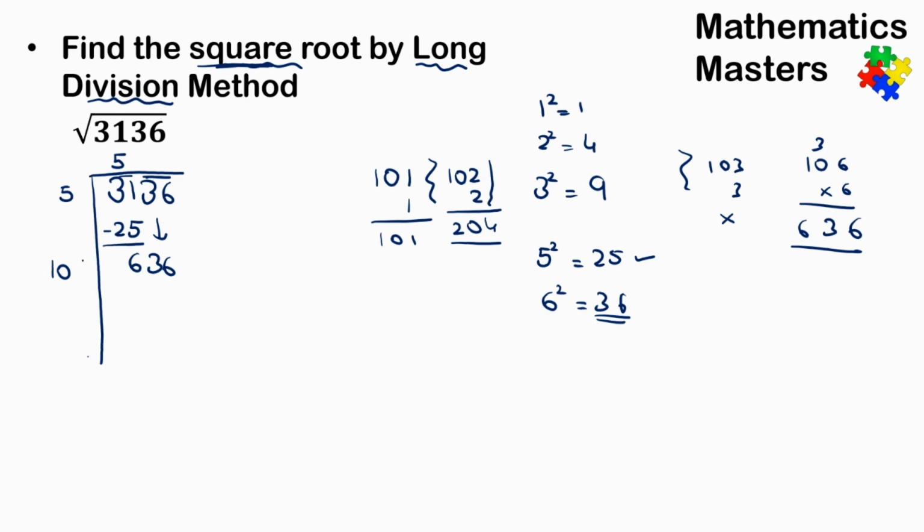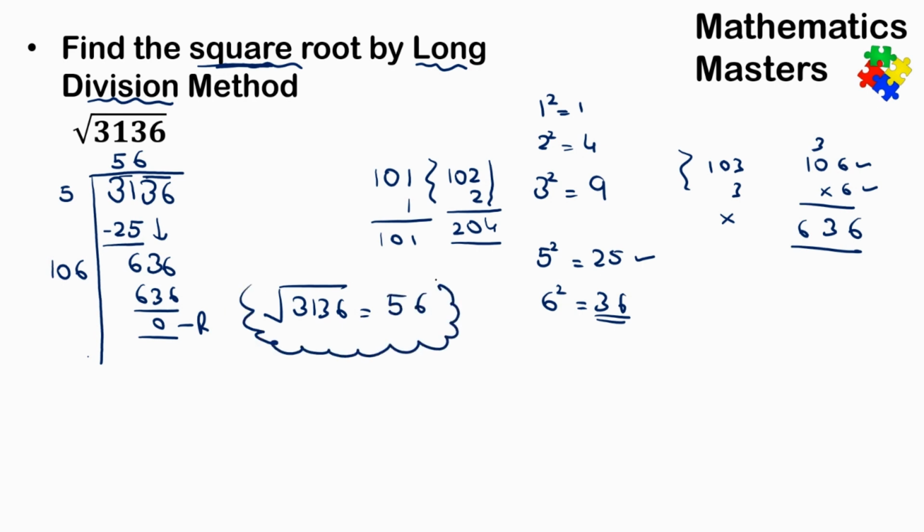So 106 times 6. We'll write 6 over here. 106 times 6 is equal to 636. And the remainder is 0. Now the remainder is 0, so that means the square root of the number 3136 is equal to 56. So that is how we can calculate the square root of a given number. Again, let us try to understand through one more example.